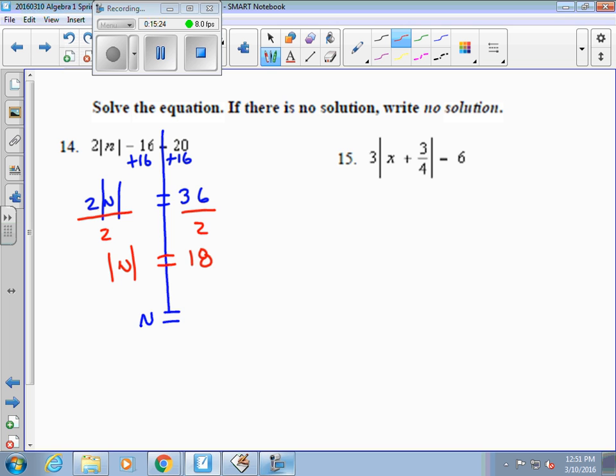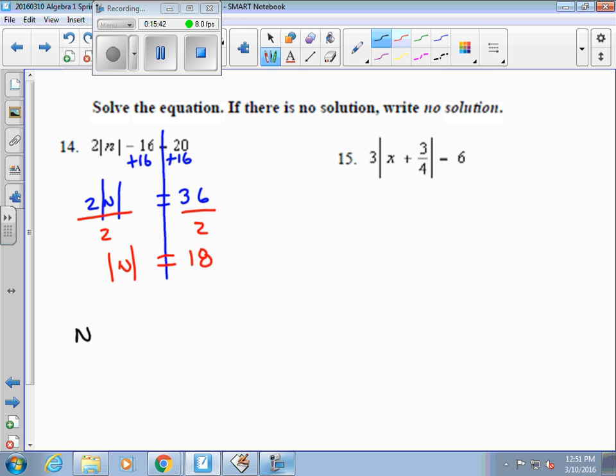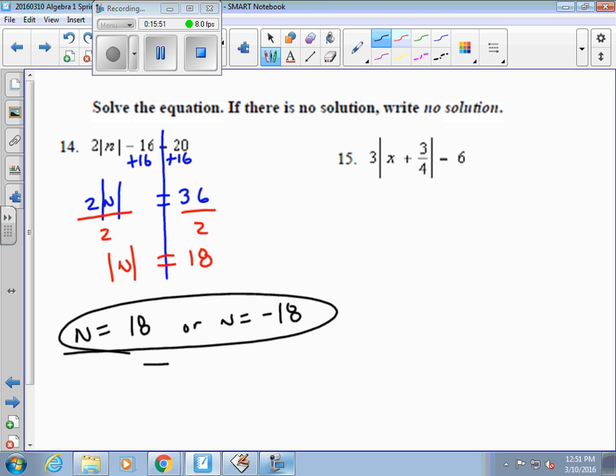Remember, when you're talking about the absolute value, this is 0 here. There's a distance to the left and a distance to the right, all your positive numbers and all your negative numbers. So you need to set this equal not only to the positive value 18, but you also need to set it equal to the negative value. It creates two problems. n is equal to 18, or n is equal to negative 18.